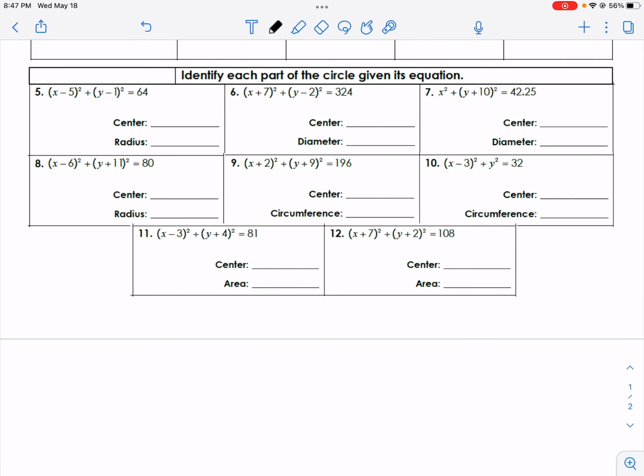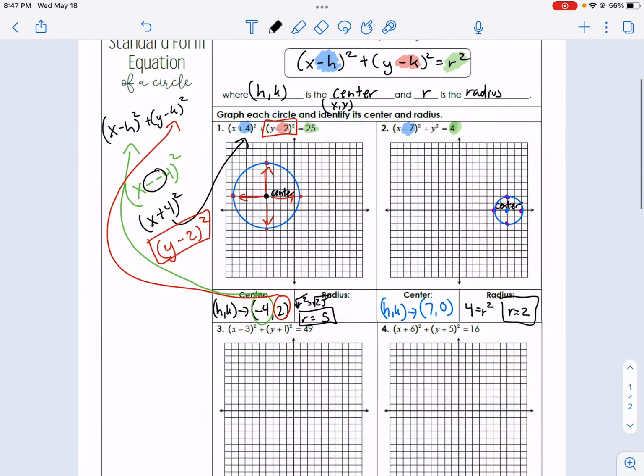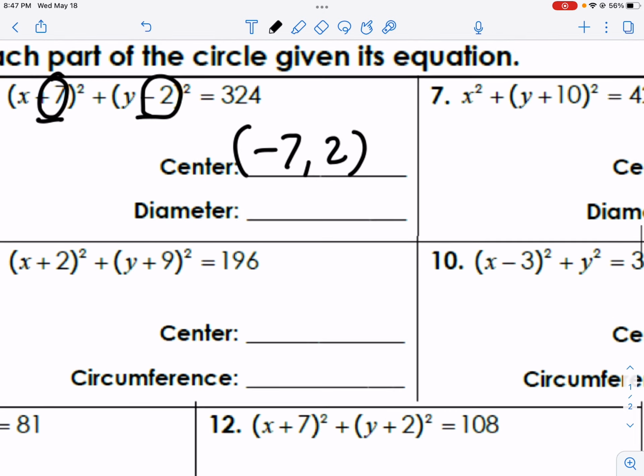Alright, moving on to the bottom circle, we're going to identify each part of the circle given its equation. So the center is based on the h and k value, but then again, we have to not be tricked. It has to be the opposite values. So even though this looks like +7, -2, my center is actually -7, +2. And that goes back to what I showed you up here as to why the h and k values are flipped from what it looks like.